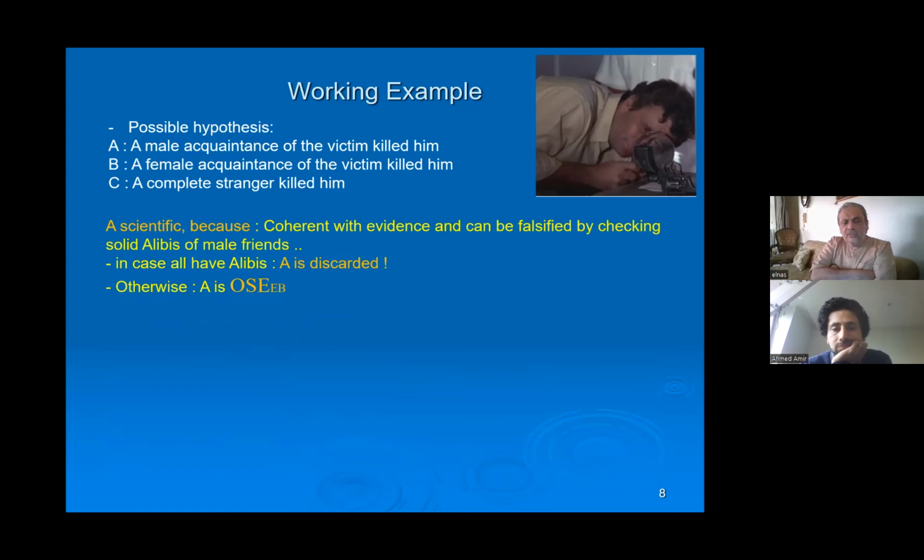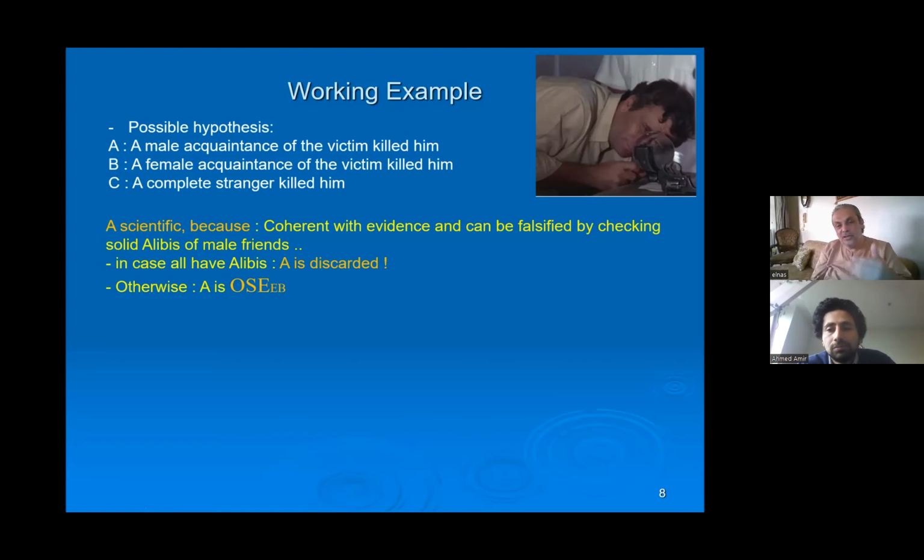So now, suppose Colombo went and did this experiment. This is what you may call an experiment in criminology, that you go and sit with the people and check their alibis. So suppose all the male friends of the victim have alibis. Then A is discarded. Of course, if they all were definitely somewhere else, they could not have killed him. Otherwise, A is objective scientific evidence leading to empirical belief. Otherwise, if one of them has no solid alibi, then Colombo will suspect him.